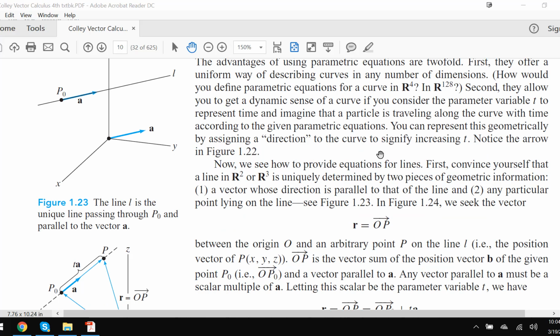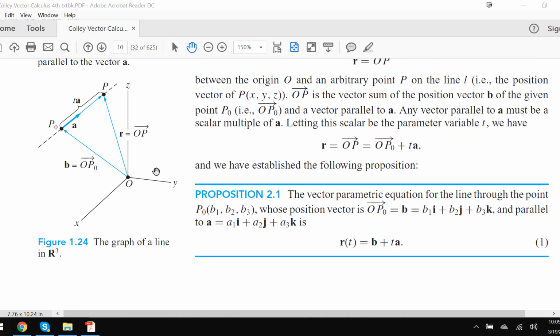Next we said how to provide parametric equations for lines. First convince yourself that a line in R2 or R3 is uniquely determined by 2 pieces of geometric information: a vector whose direction is parallel to that of the line, and any point lying on the line. So this is reviewing. If we know that the line is parallel to A, and we know that P0 is on there, there's only one line that will satisfy those 2 conditions.